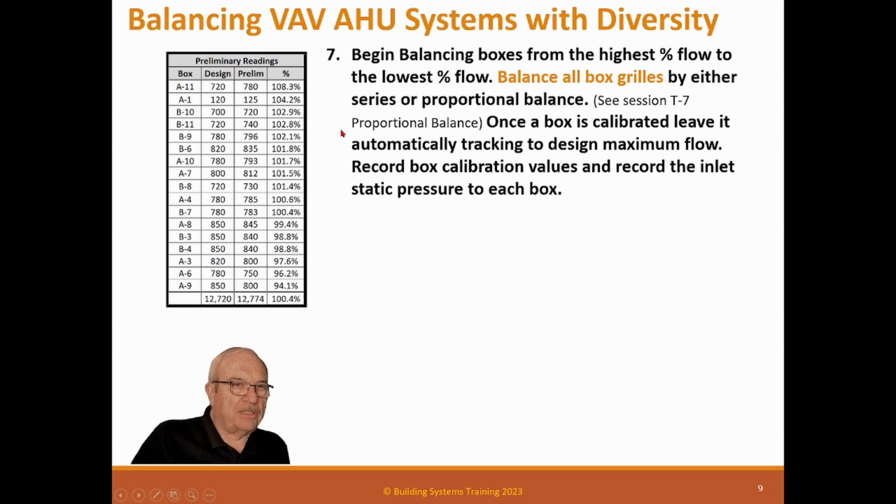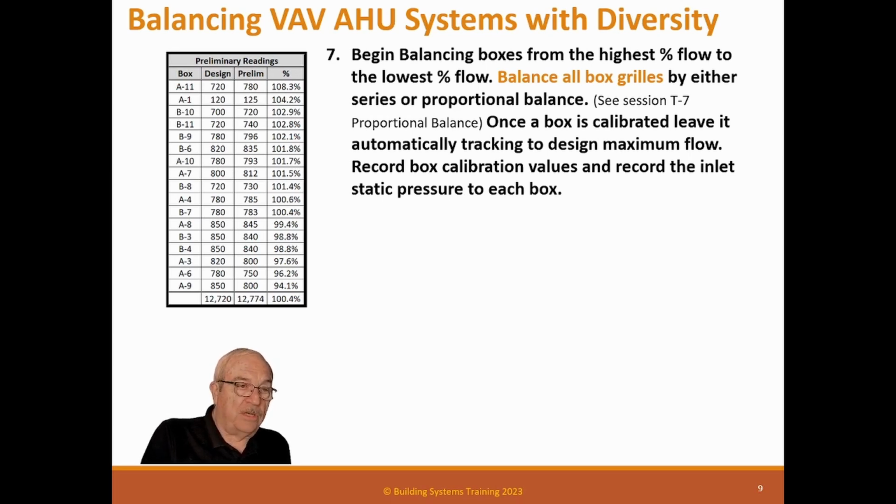Begin balancing boxes from the highest percentage flow to the lowest percentage flow. Balance all box grills by either a series or proportional balance. See session T7 for proportional balance, how you do that. Once a box is calibrated, leave it automatically tracking the design maximum flow. So once you've done balancing the box, you know where that damper position needs to be, okay? So you calibrate the box, and you put the calibration of the box, and you have to read the manufacturer's literature for that, because every box manufacturer does that slightly different.